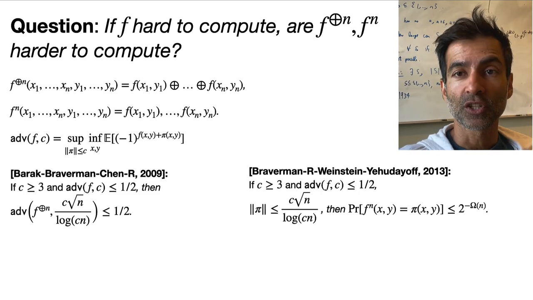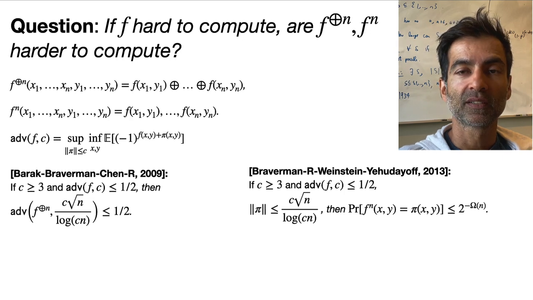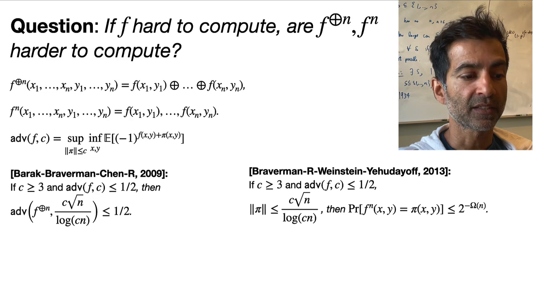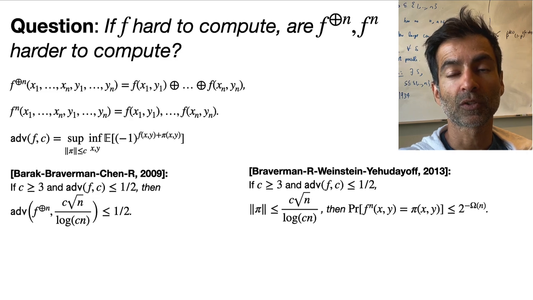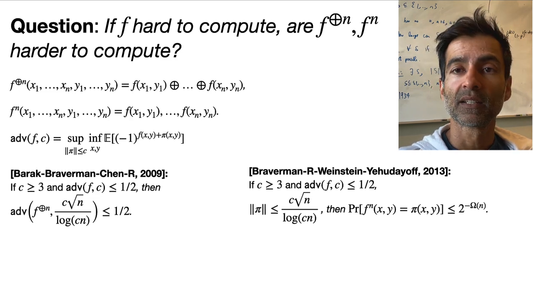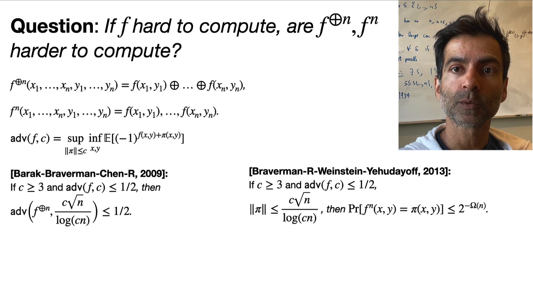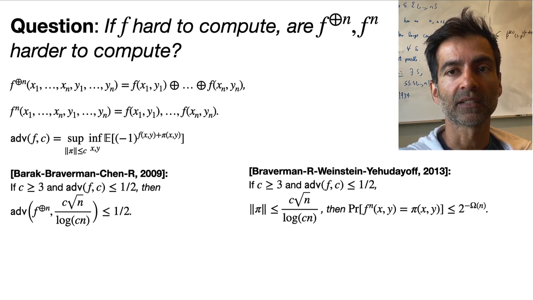The first general result along these lines was proved in my joint work with Barak, Braverman, and Chen in 2009, where we showed that if C is at least 3, and if the advantage of f for C-bit protocols is bounded away from 1, then the advantage for the n-fold XOR is also bounded away from 1, even with communication that's larger than C, even with communication that's roughly square root n times bigger than C.